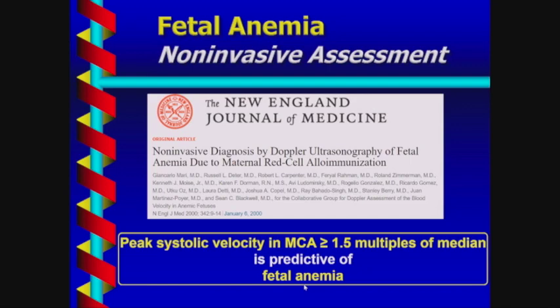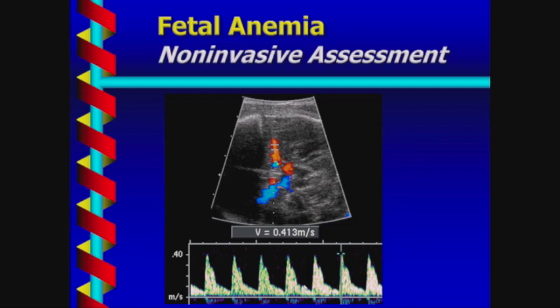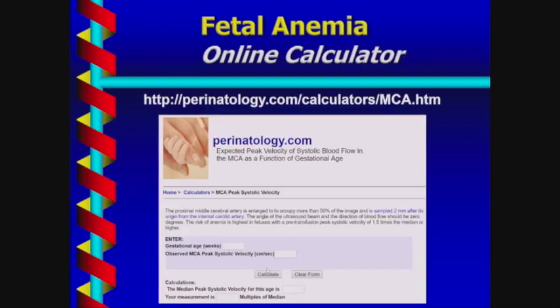How do you know how many multiples of the median you're dealing with? The typical measurement is seen here: measuring at the circle of Willis and the middle cerebral artery, getting the peak systolic velocity. And what do you do to get the multiples of the median? The simple way to do it is to go to this website from perinatology.com, put in the gestational age and the peak systolic velocity, and out comes the multiples of the median.